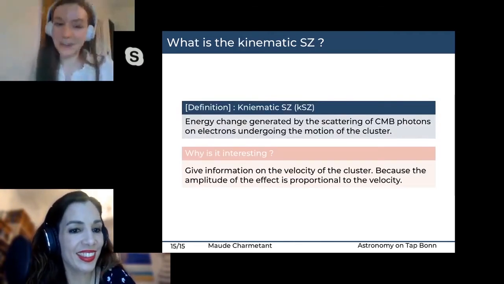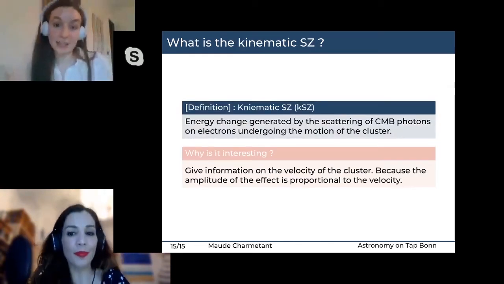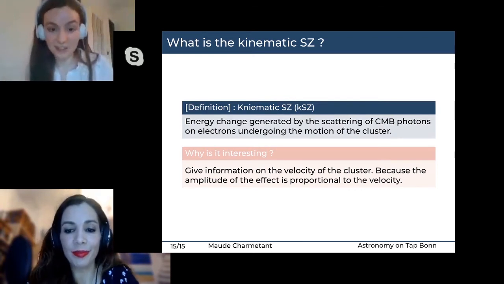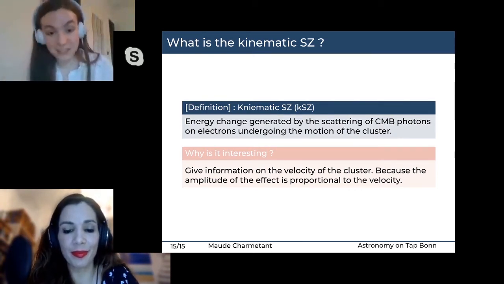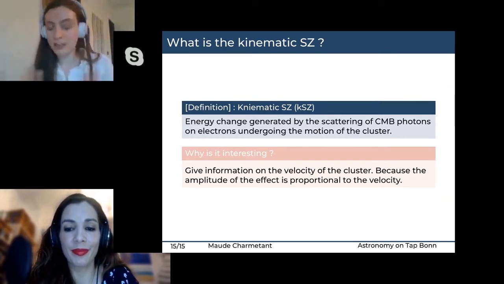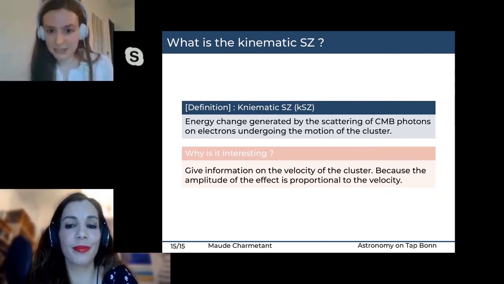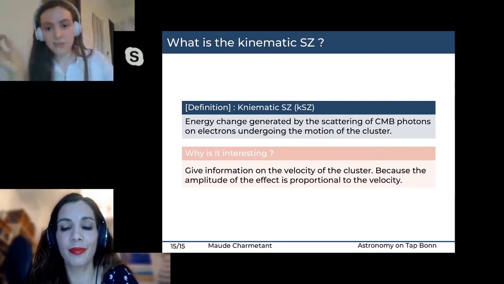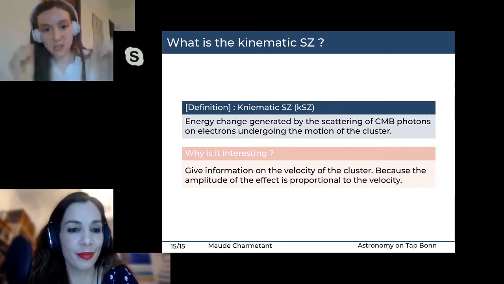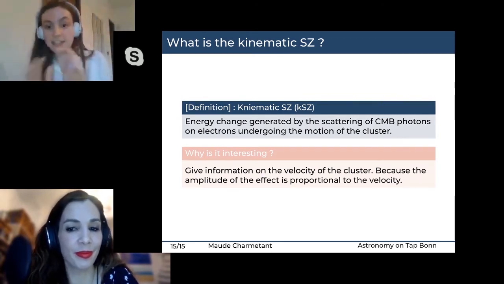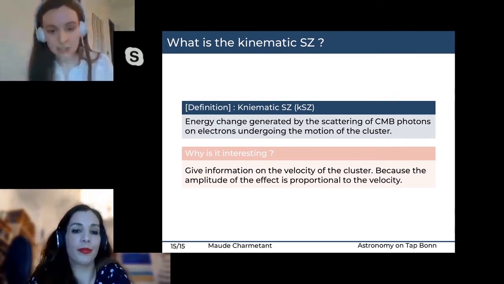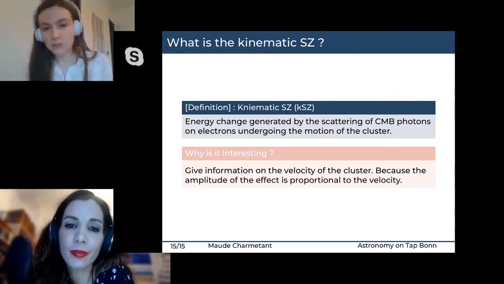So the last effect I want to talk to you about is the kinematic SZ effect, which is actually the effect I'm working on for my PhD. So it's going to be very simple. It's pretty much the same idea as the thermal SZ effect. So it's the photons coming from the CMB that scatter on the electrons. But this time, it's not only the hot electrons. So it's not only the electrons that are very hot, that have a lot of energy.